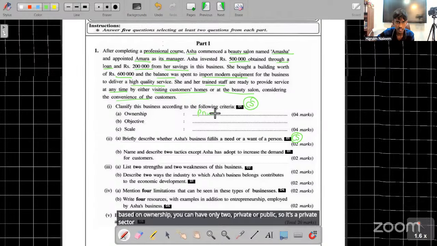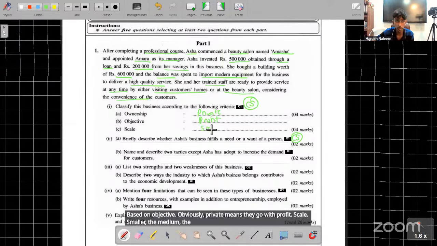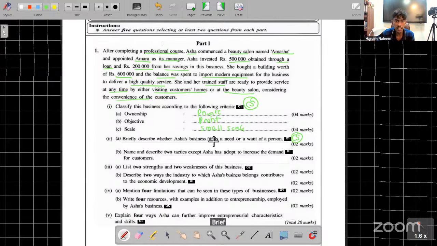Good. Based on objective, obviously private means they go with profit. Scale: small, medium, large. So it's mostly a small scale business. Briefly describe whether Asha's business fulfills a need or a want.